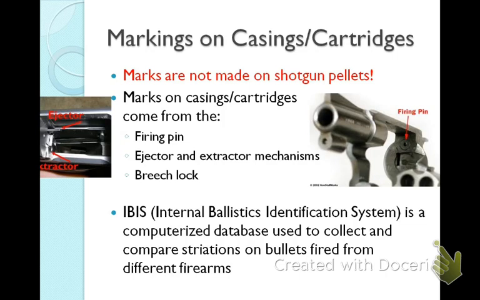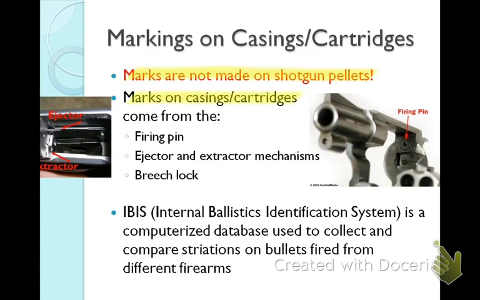Really important to know, marks are not made on shotgun pellets. The barrel of a shotgun is not rifled. Shotgun pellets are in a shell and they're made to create a wide spray. They're not targeted specifically. They're supposed to do lots of widespread damage, so they create a wide spray instead of a single pattern of injury.